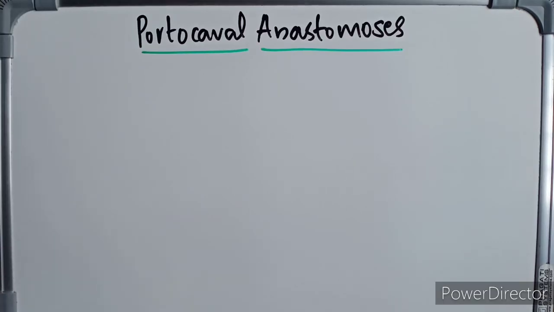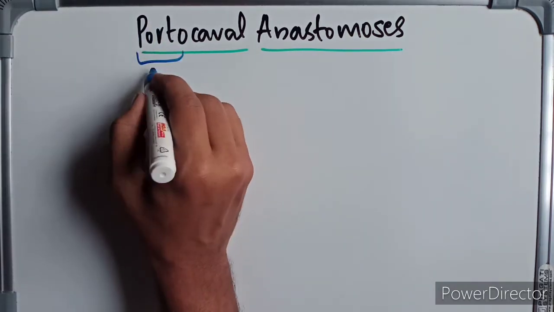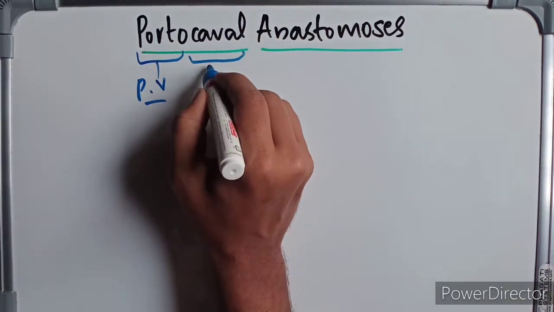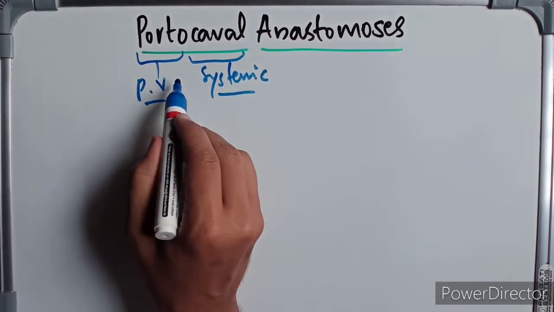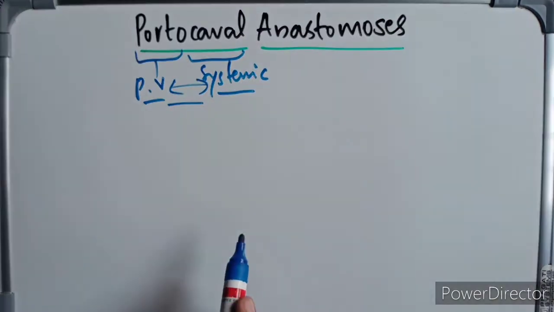So in this video we are going to discuss the anatomy of the Portocaval Anastomoses. So what is the Portocaval Anastomosis? Porto means portal vein, and it anastomoses with the caval, which is nothing but the systemic veins that drain into the inferior vena cava. So anastomosis between the portal vein and the systemic veins is known as the Portocaval Anastomosis.